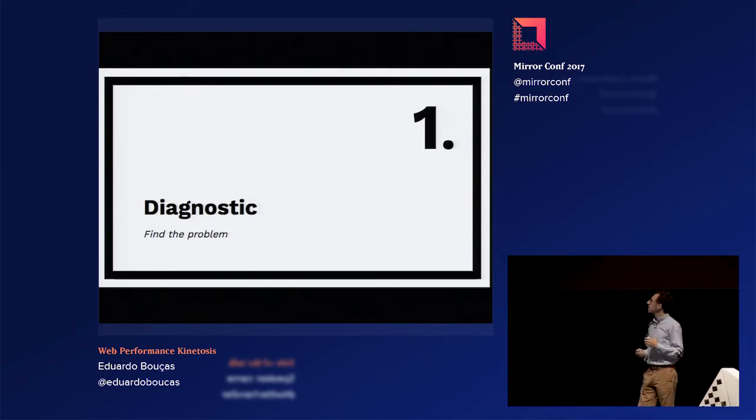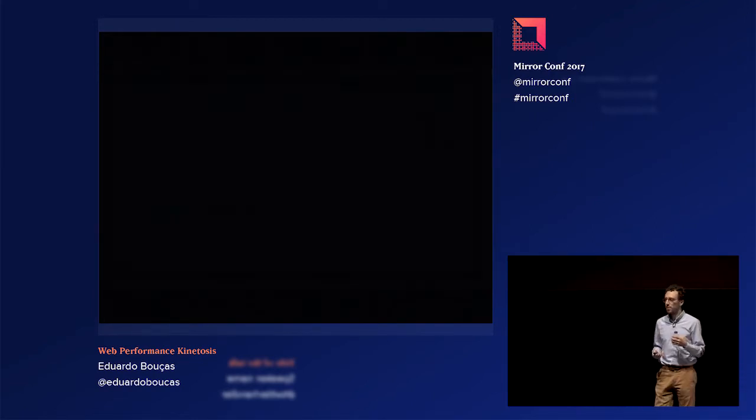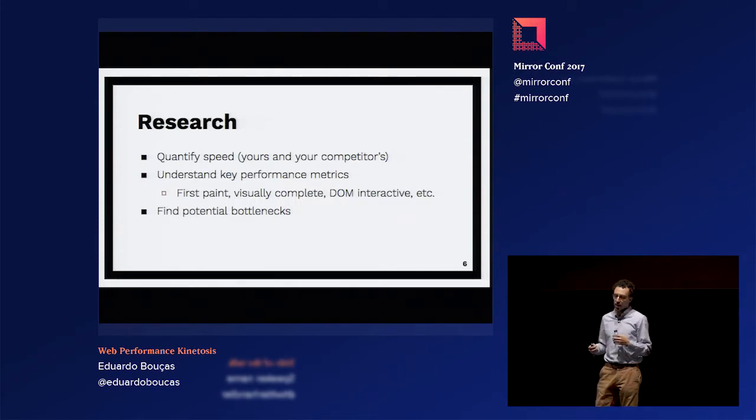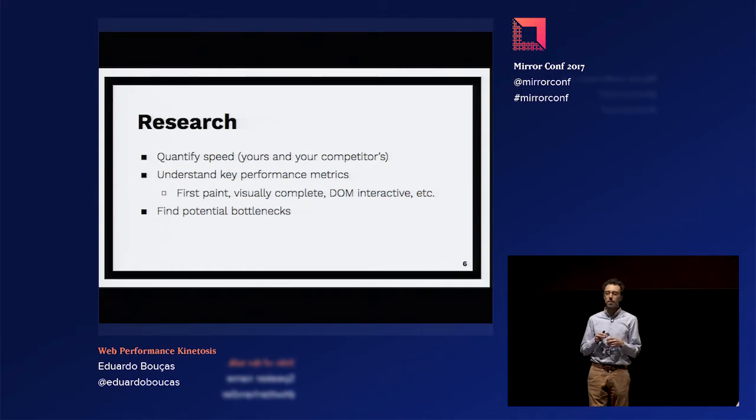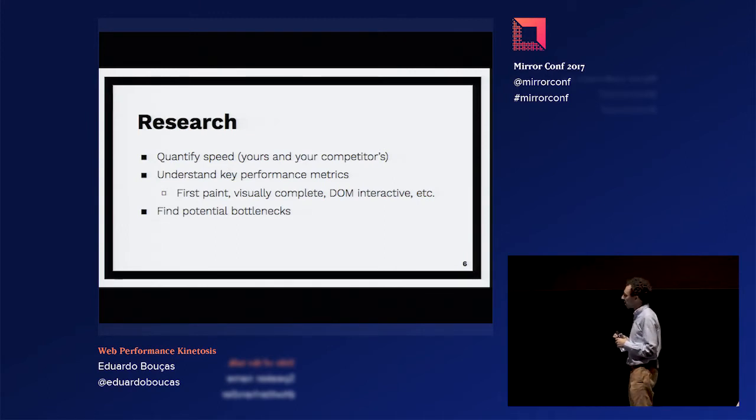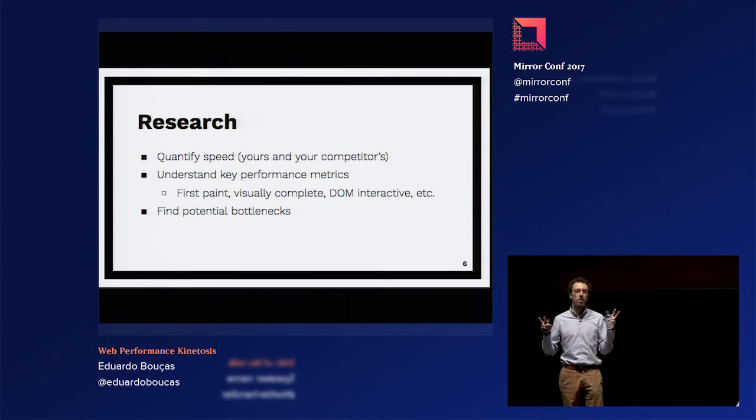And to understand this, you need to start asking questions. You need to start asking questions like, how fast is our website? How fast is our competitor's website? And based on that, how fast do we need our website to be? But to answer these questions, we need to put some numbers on fast, right?